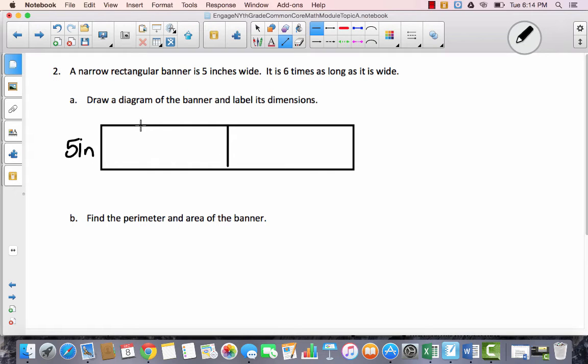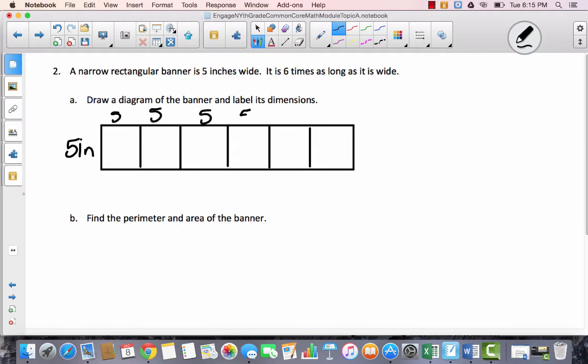So let's go ahead and kind of do this. And they're not going to be perfect. I'm going to do the best I can. So 3 on that side, 3 on this side. So that makes a total of 6. 1, 2, 3, 4, 5, 6. All right, now let's go ahead and label these. So this is 5, 5, 5. Okay, so it's 6 times as long as it is wide. Now all of those 5s together equal 5, 10, 15, 20, 25, 30. So this would be 30 inches.